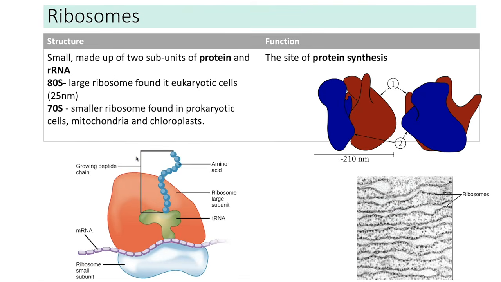Ribosomes are our next organelle, and these are made up of two subunits. We have a large and a small subunit. A ribosome is made up of protein and rRNA, and there are two types of ribosomes. 80S are the larger ribosomes found in eukaryotic organisms. 70S ribosomes are the smaller ones that prokaryotic cells have, but it's also the ribosomes that you find in the mitochondria and chloroplasts of eukaryotic organisms. And the function is it's the site of protein synthesis.